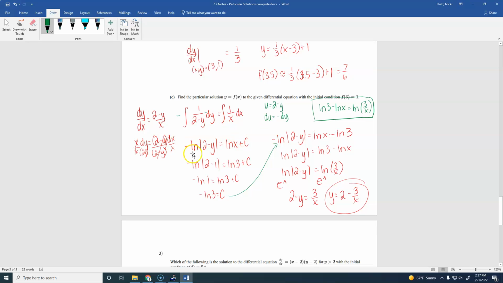You could have solved it for y first and then found your c. I wouldn't necessarily say it's easier either way. I mostly did it this way because I was looking at the answer key that did it that way, but you could do it either way.